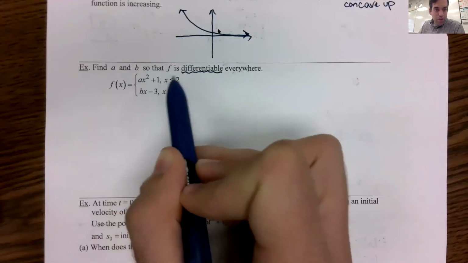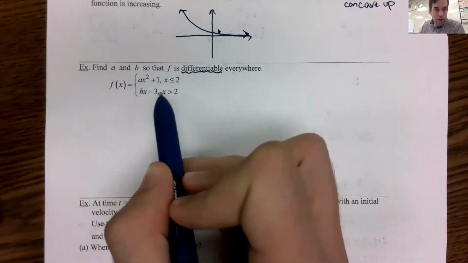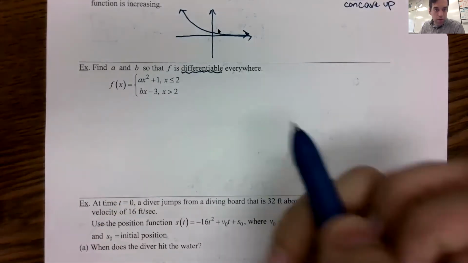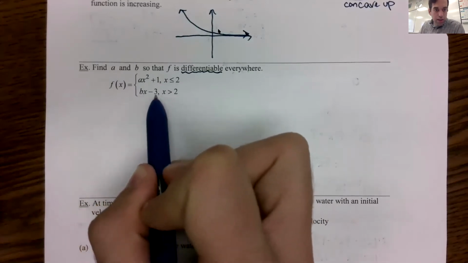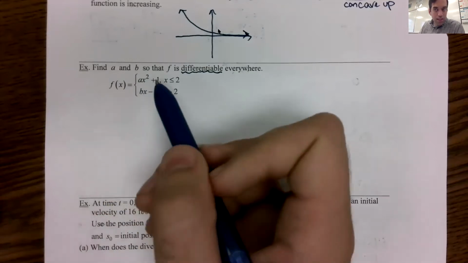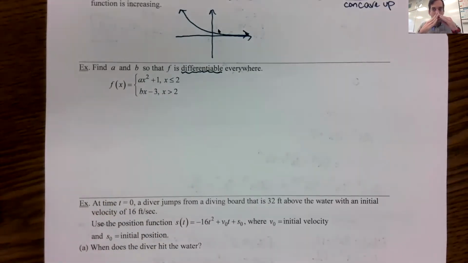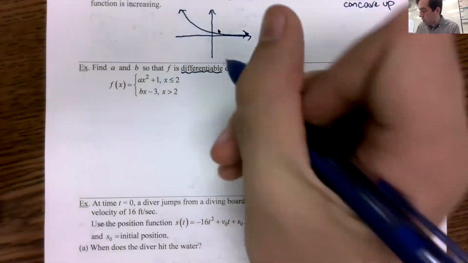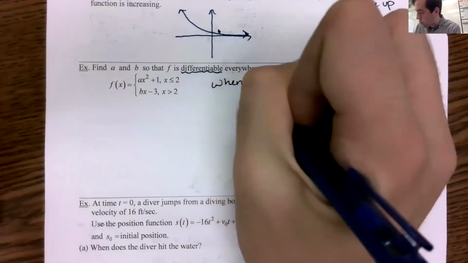This top part is true for x is less than or equal to 2, and the bottom part is true for x is greater than 2. You can already tell that this part is a line and this part is a curve. So somehow when these two meet, they have to meet at the same point, and they also have to meet with a smooth curve and not a corner. So we're going to have to figure out how to make sure that their function value and their first derivative are the same.